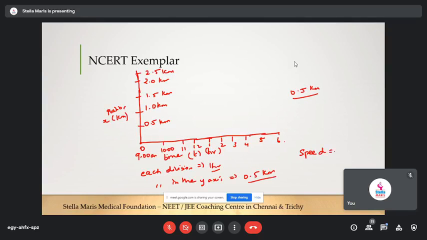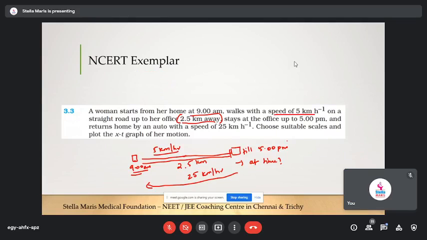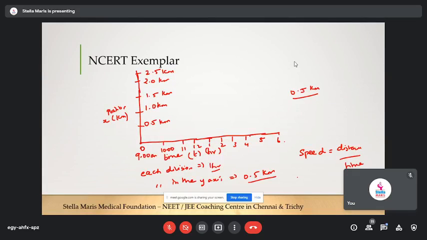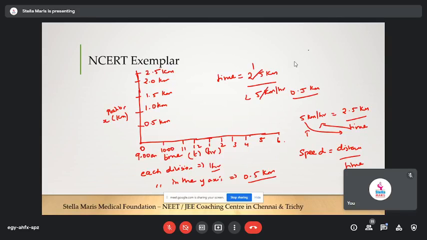As you all know, speed is equal to distance by time, right? Are you with me? Yes, sir. Okay, so what is the speed given in the question? 5 kilometer per hour. What is the distance she travels? 2.5 kilometer. So I'm going to take this time here and take this speed here. So time is equal to 2.5 kilometer divided by 5 kilometer per hour, right? We can simplify, that is 1 by 2. So time is equal to 1 by 2 hour, that is half hour. So it becomes 30 minutes.